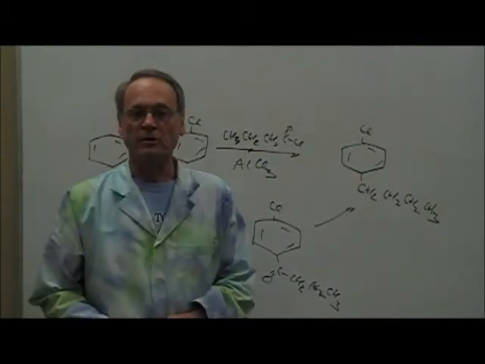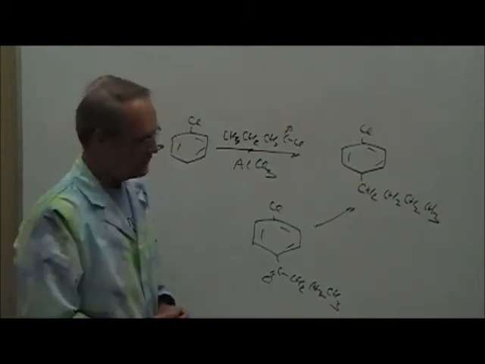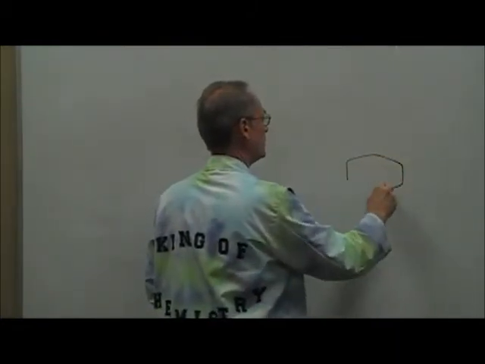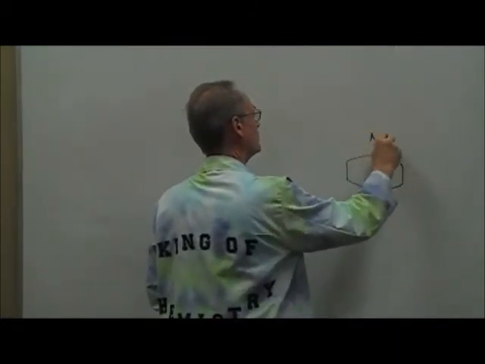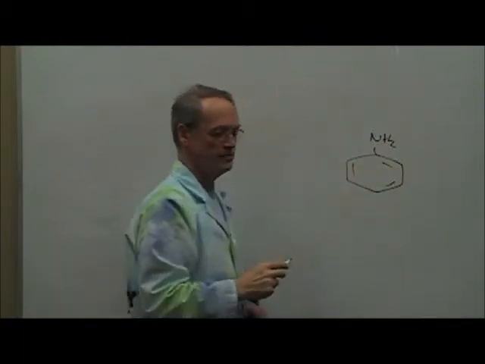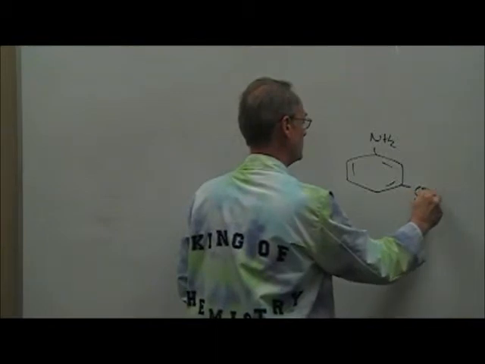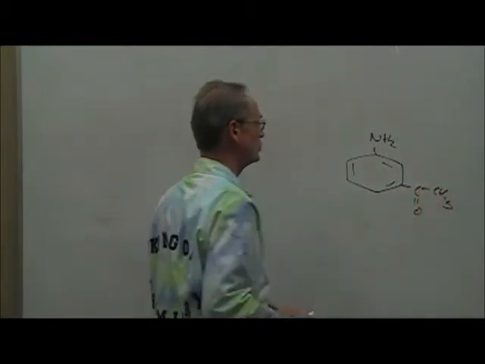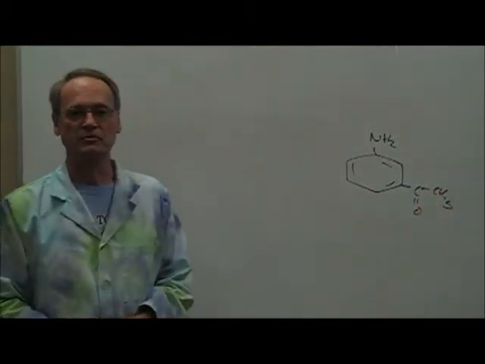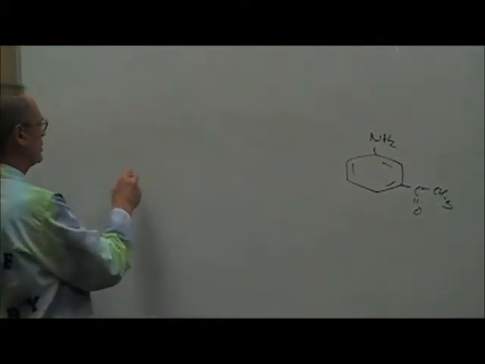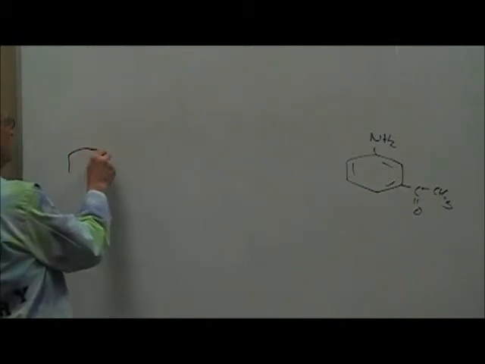And let's look at a third or fourth possibility here. What if we wanted to prepare a benzene ring with an amino group, in other words, aniline, with a C double bond O CH3 group in the meta position? How might we do that? Well, I'm going to suggest that we start with benzene.